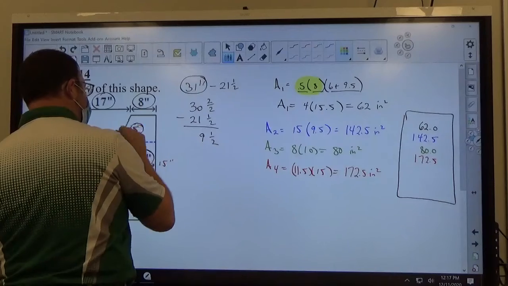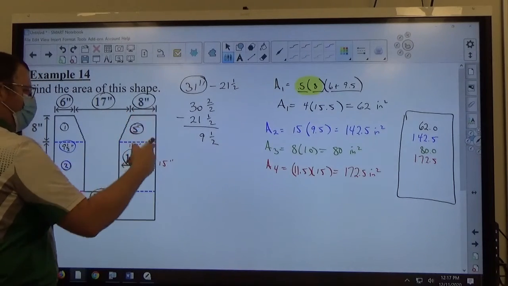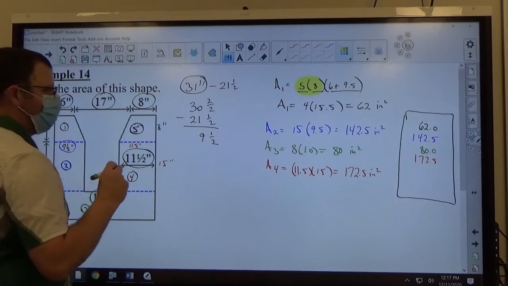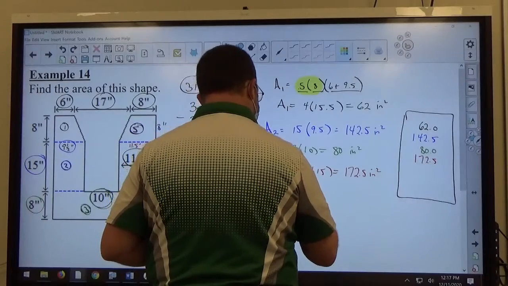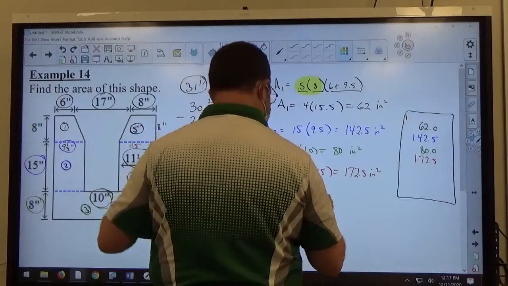Trapezoid 5. This is 11.5, this is 8, and the height is the same as that height there, so 8 inches. So area of trapezoid 5, using the trapezoid formula, 1/2 times its height, which is 8 inches, times the sum of its bases, 8 plus 11.5.